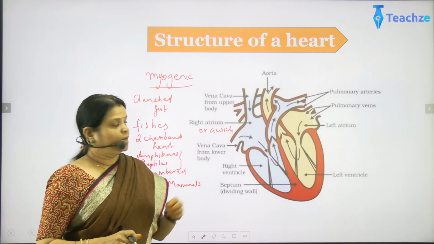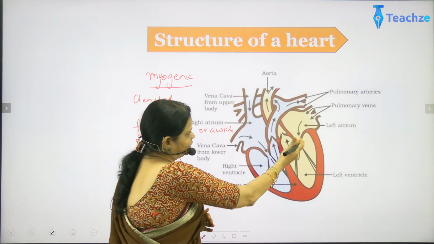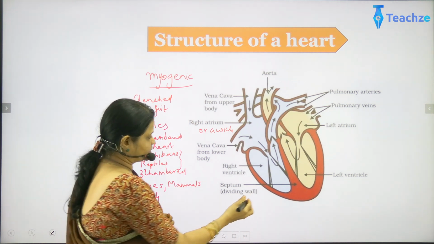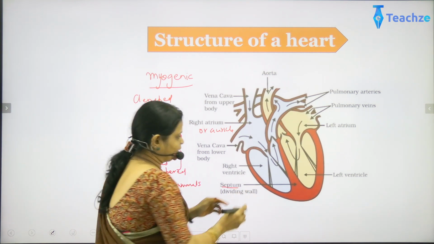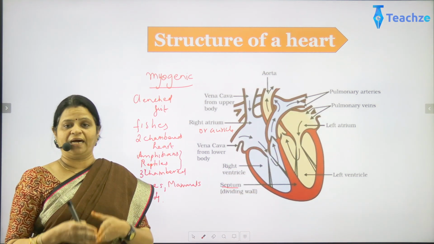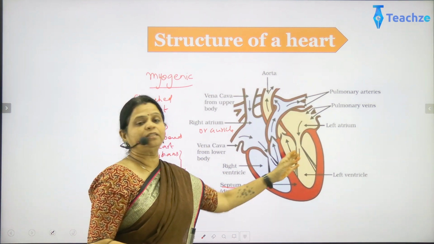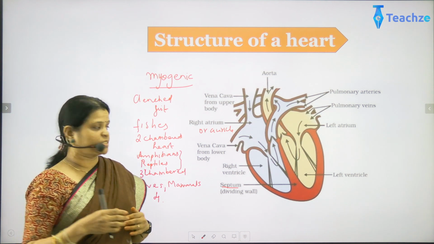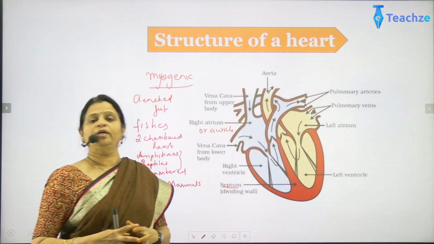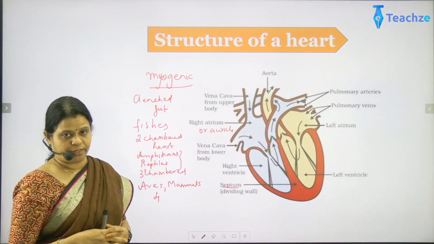These are again divided by means of certain septa. You can see here, this is the septum which divides the auricles from the ventricles, and the right ventricle from the left ventricle. So the partitions are there in the horizontal position as well as in the longitudinal position.